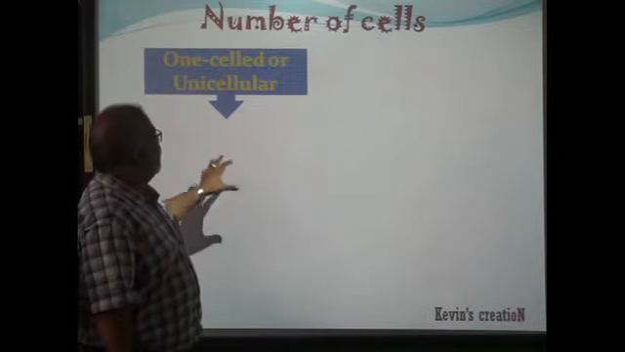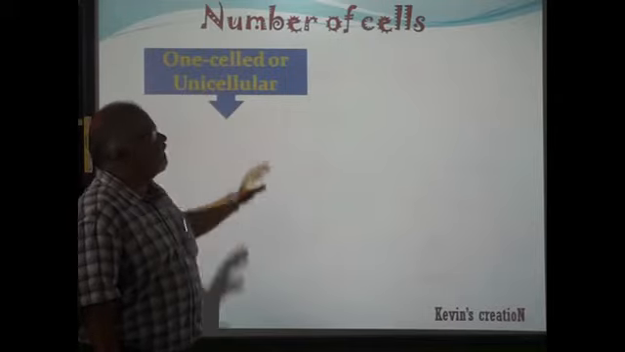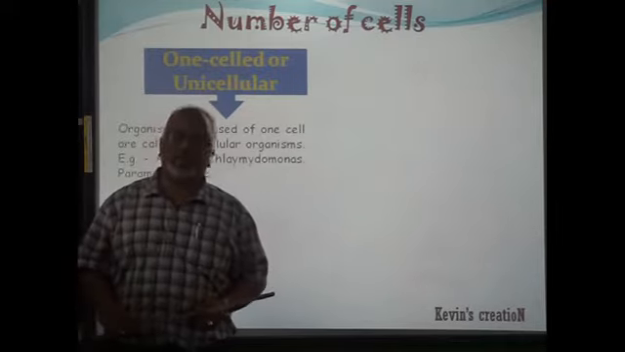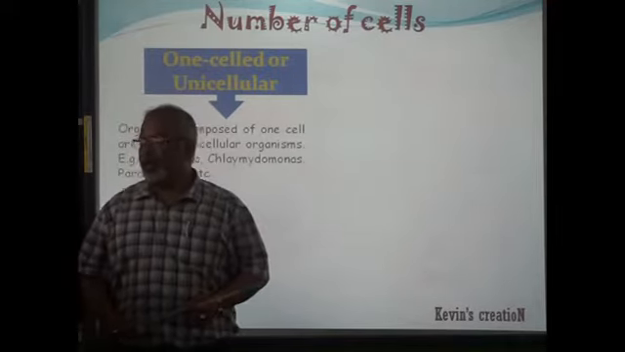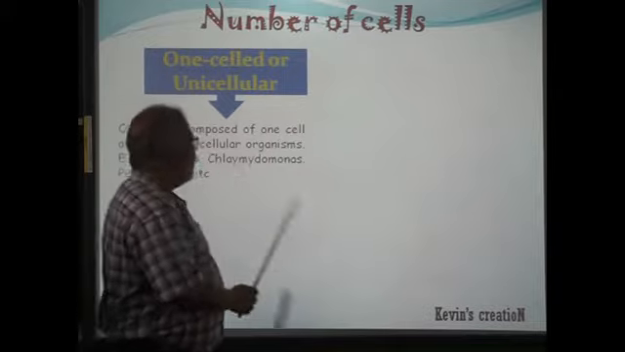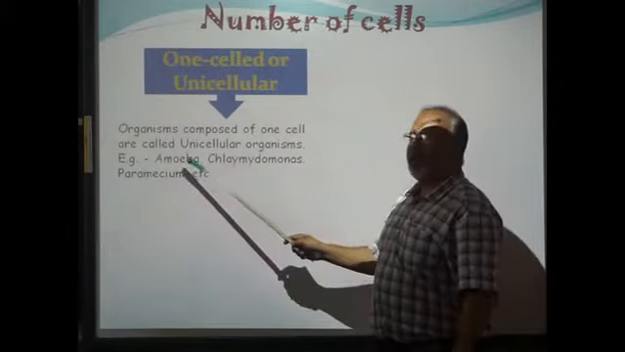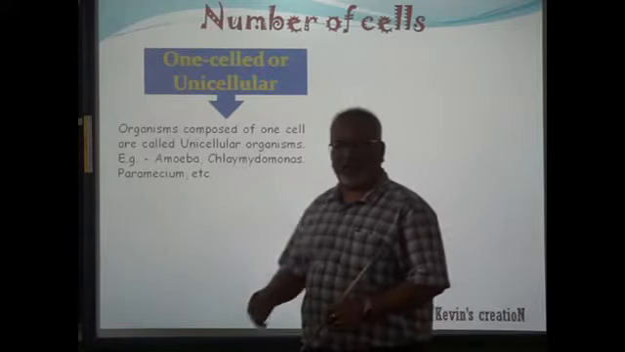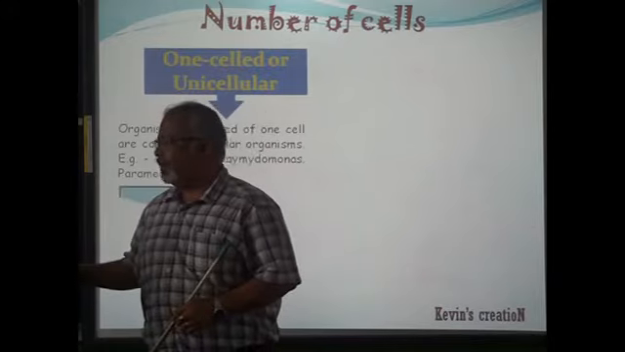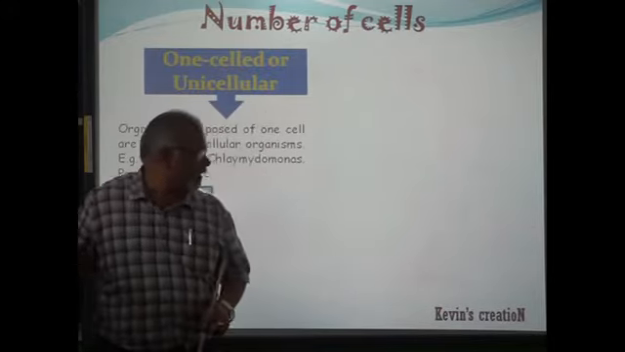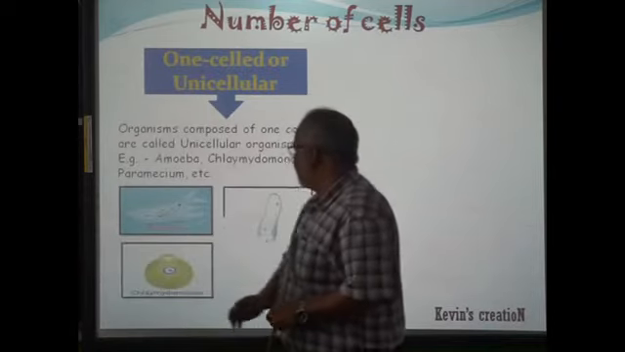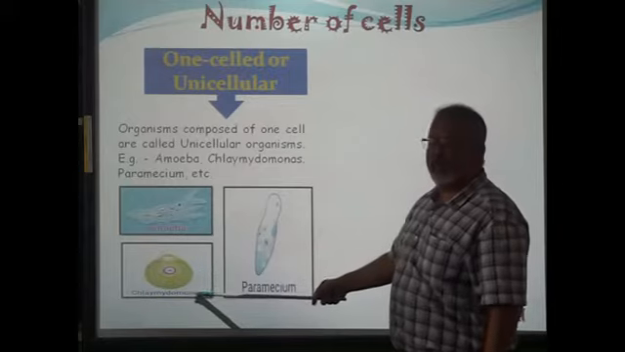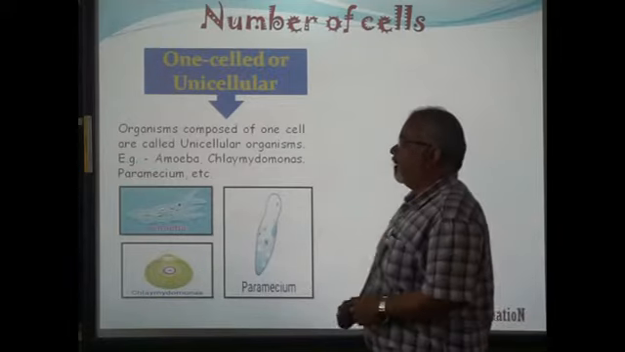The organisms which are made up of only one cell, we call them unicellular. So organisms composed of only one cell are called unicellular organisms. Here you have examples: amoeba, chlamydomonas, paramecium, etc. You can see the examples here. This is amoeba, irregular in shape. This is chlamydomonas and paramecium.